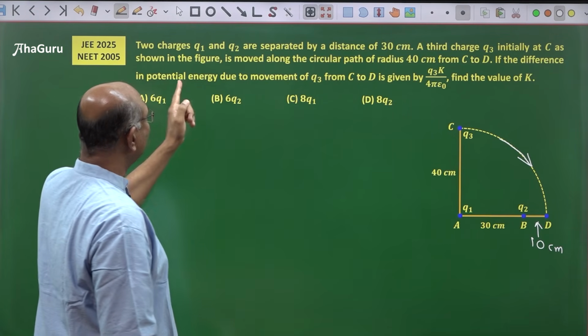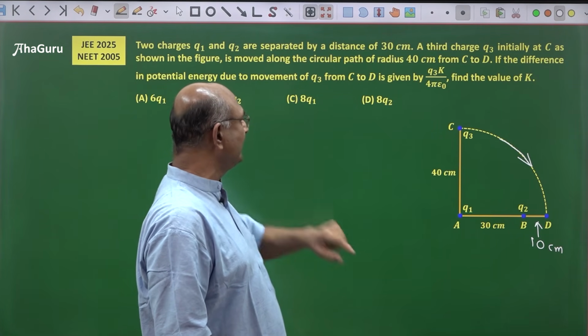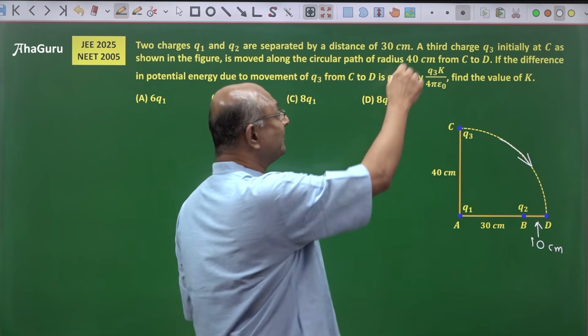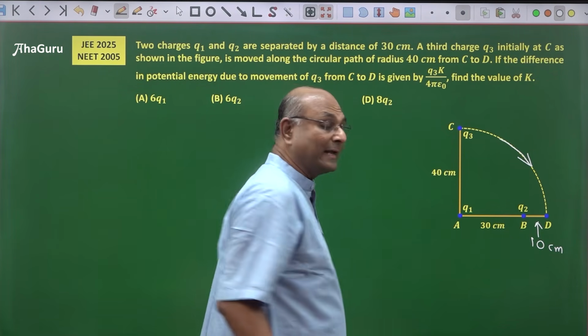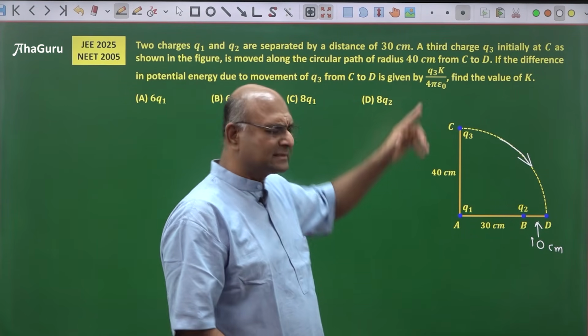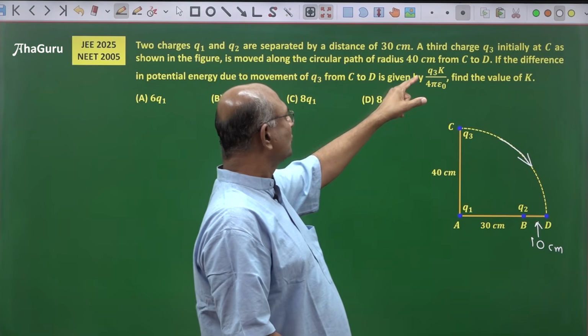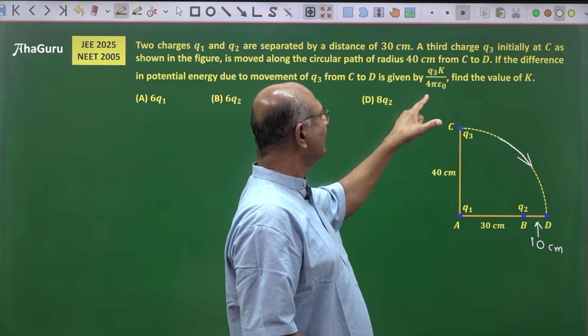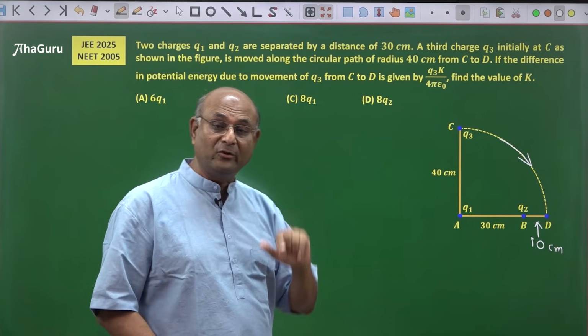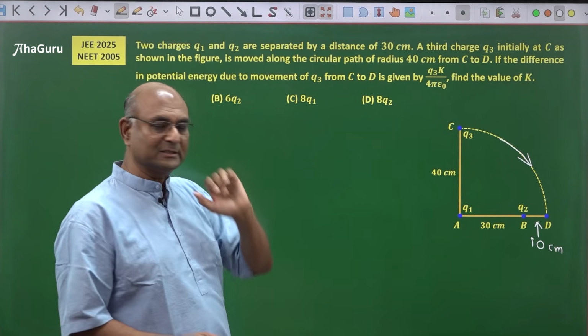If the difference in potential energy due to the movement of Q3 from C to D is given by Q3 into capital K by 4 pi epsilon naught, capital K is not Coulomb's constant. Coulomb's constant is small k. This is some other constant. So Q3 into some K, capital K by 4 pi epsilon naught. Then using this we want to find the value of K, and we have been given 4 options.